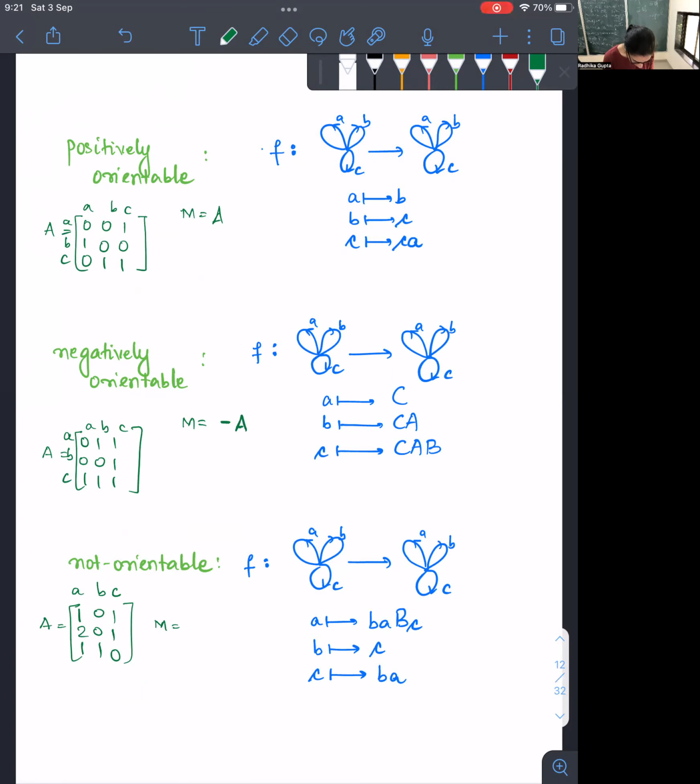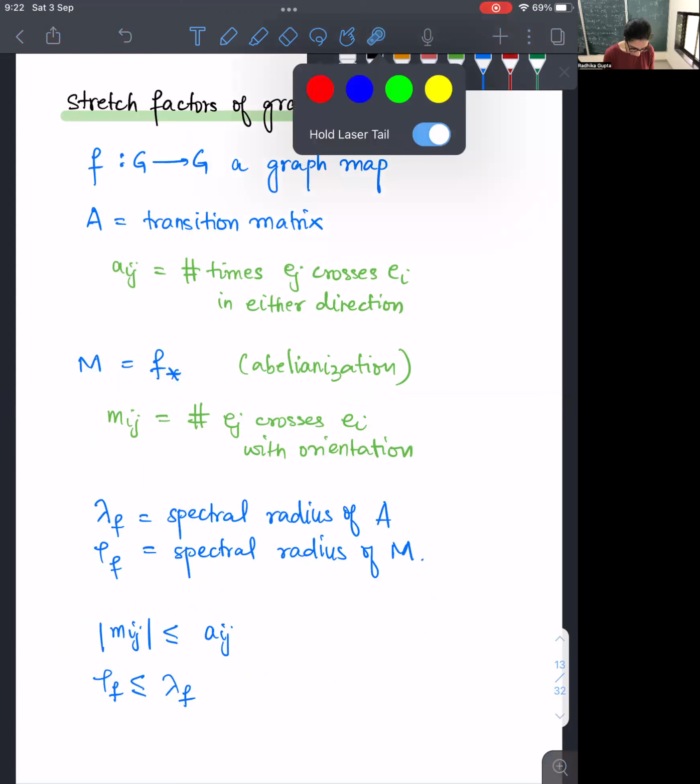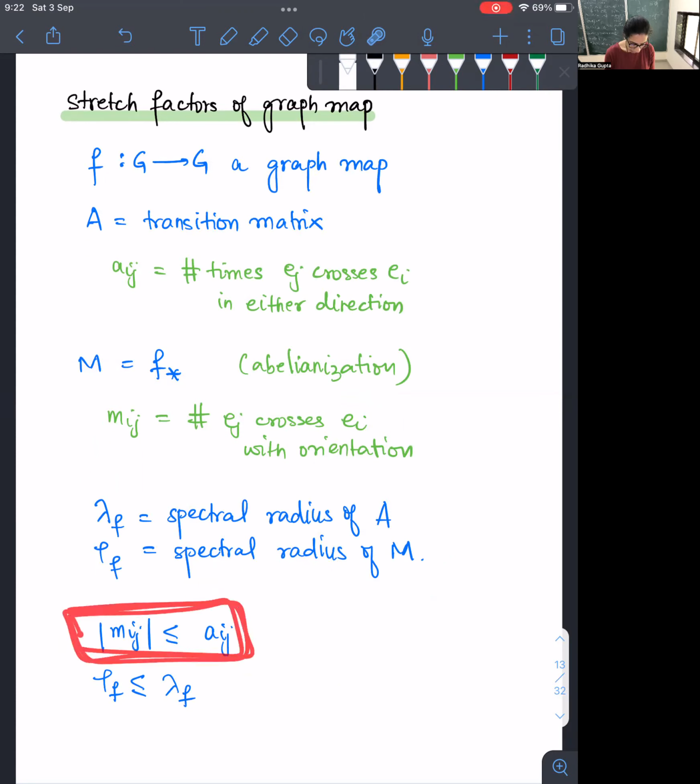And in the last example is where we see the difference. So now because I care about orientations, once I abelianize, these B's will cancel out and A will just map to A and C. The rest stays the same. So we see that here, every entry of M is less than or equal to every entry of A, up to taking absolute values. Here, everything is positive, but M is smaller than A. So that's what I was writing here. The matrix M is smaller than the matrix A.